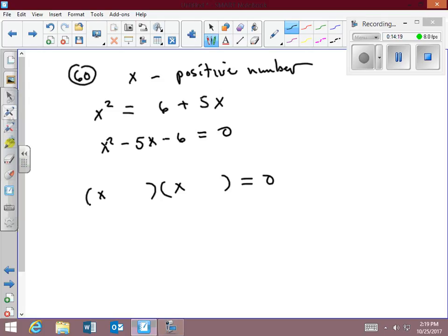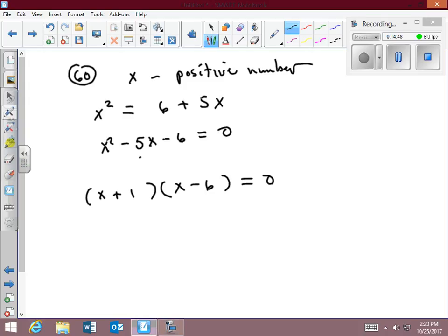Now what are the signs going to be? So it's a positive and a negative. So the 5 has got to be what? A difference. What two numbers times itself is 6, whose difference is 5? Okay, 1 and 6. Where do my 1 and 6 go? 6 is negative, 1 is positive, right?